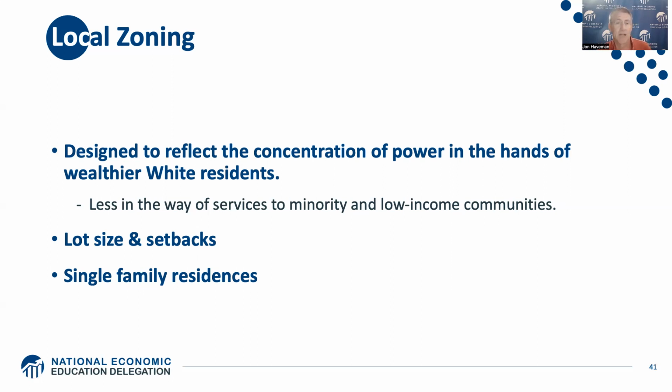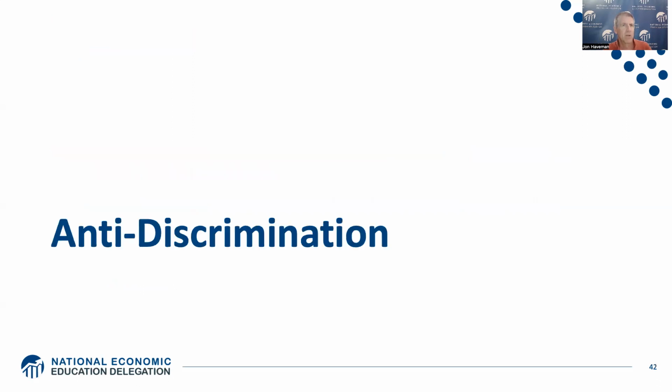Right, so lot size and setback requirements. Those serve to increase the cost of buying a single-family home. If your lot has to be bigger, that's going to be more expensive. If your code requires setbacks, if you want a house of a given size, you're going to have to buy a bigger and bigger lot. Right? And then we talked about single-family residences and Berkeley. Okay, we can talk a little bit about anti-discrimination laws.